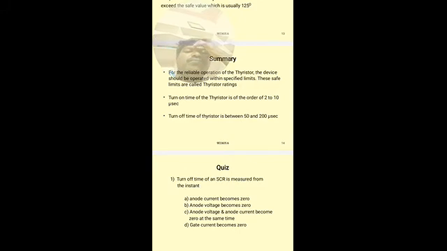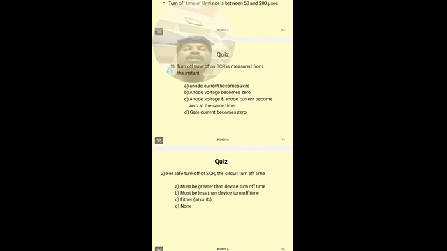Coming to the quiz questions, some questions. Turn off time of an SCR is measured from the instant anode voltage and anode current become zero at the same time. For safe turn off of SCR, the circuit turn off time must be greater than the device turn off time.